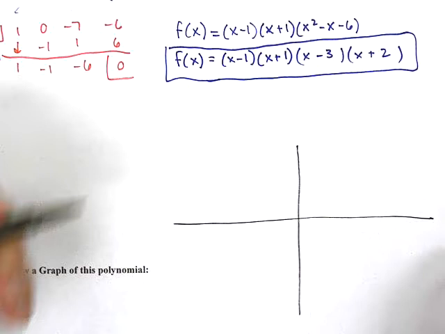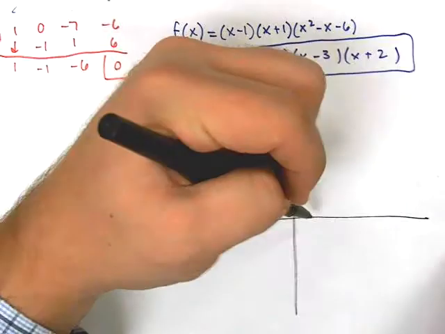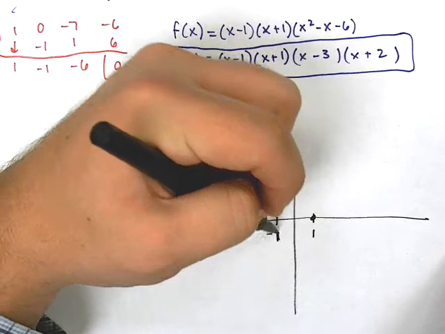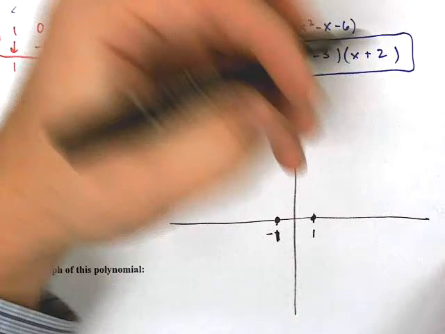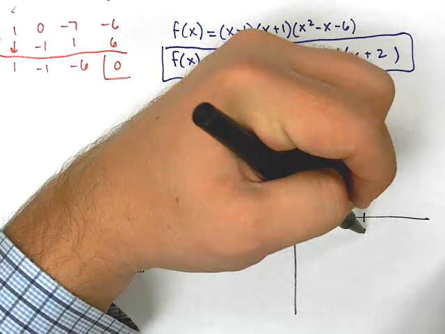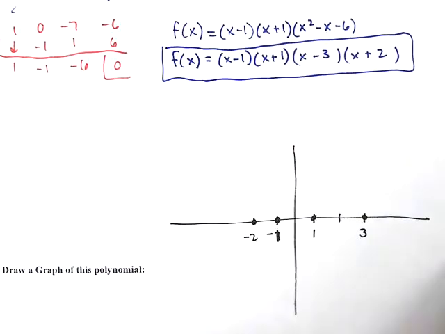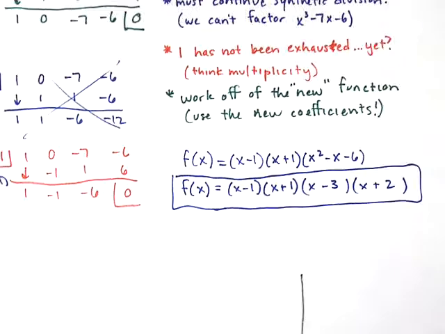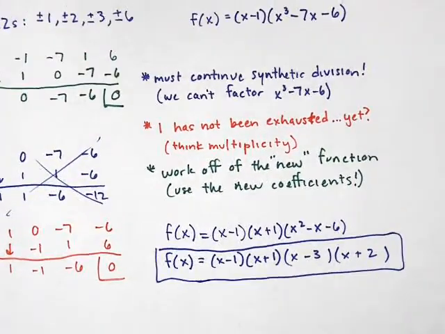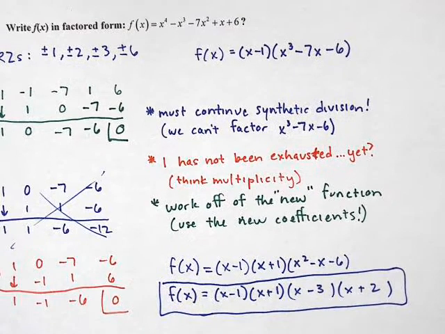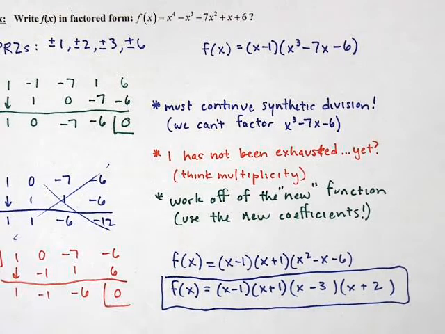Nothing beautiful, but we know we have zeros at positive 1, negative 1, positive 3, and negative 2. We also know from our original equation that our y-intercept is 6. We also know that our end behavior, x to the 4th, so we should be up.